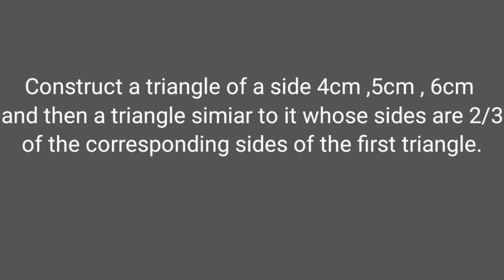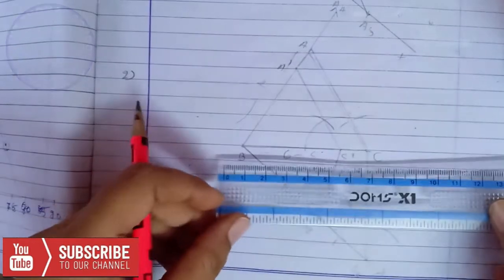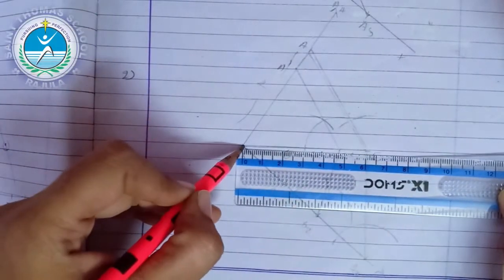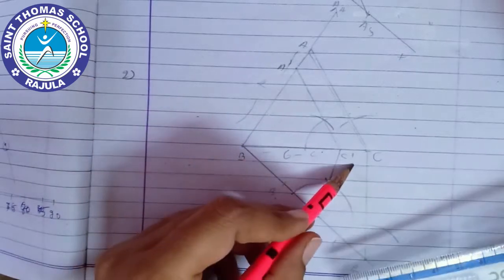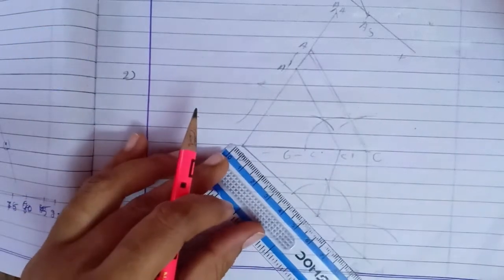Sum 2. Construct a triangle of sides 4 cm, 5 cm and 6 cm and then a triangle similar to it whose sides are 2/3 of the corresponding sides of the first triangle. First of all, we have to draw line segment BC of 6 cm. Then we have to draw an acute angle at B and draw ray BX.